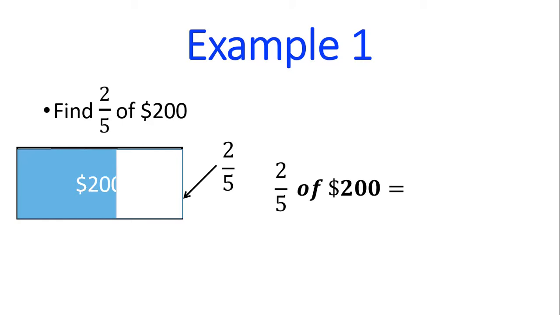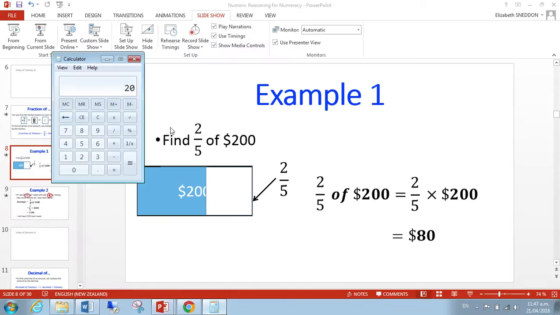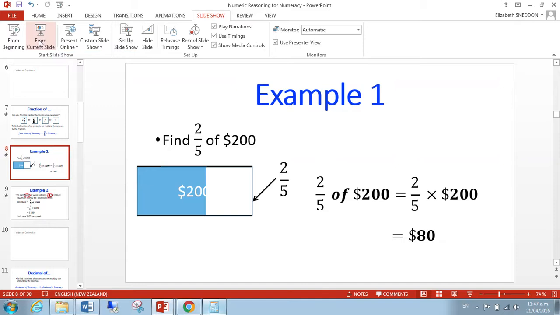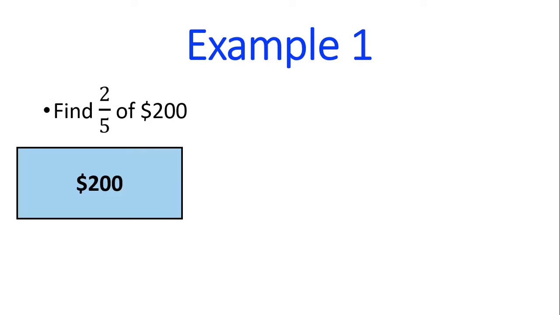For the calculation, I'm going to write that down: 2/5 of $200 equals, and I'm going to write down my 2/5, and instead of "of" we're going to write times, so times 200. We are then going to jump into our calculator. I'm going to type this in: 2 divided by 5 times 200 equals, and that gives me the $80 that we can see there. So I've done that one.